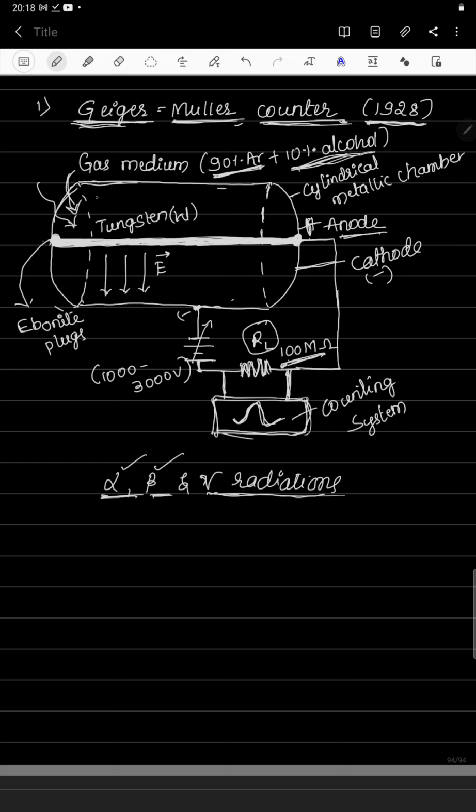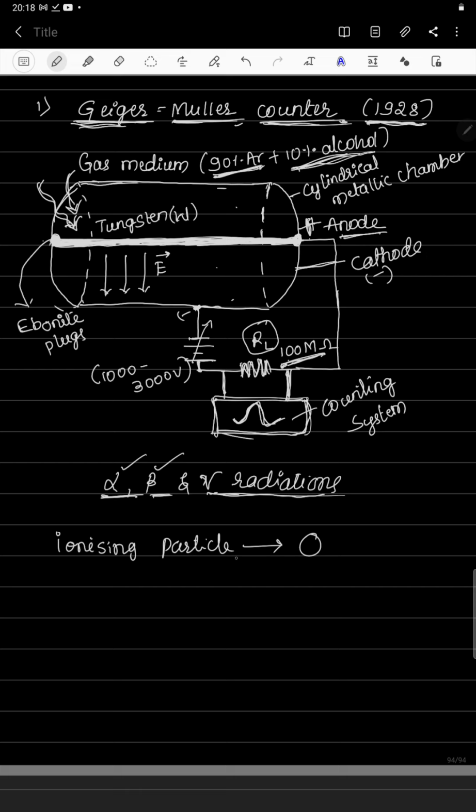Whenever an ionizing particle or radiation enters this cylindrical metallic chamber, which is already filled with the inert gas, the ionizing particle enters the gas present inside the metallic chamber and collides with the gas molecules present inside this cylindrical chamber.